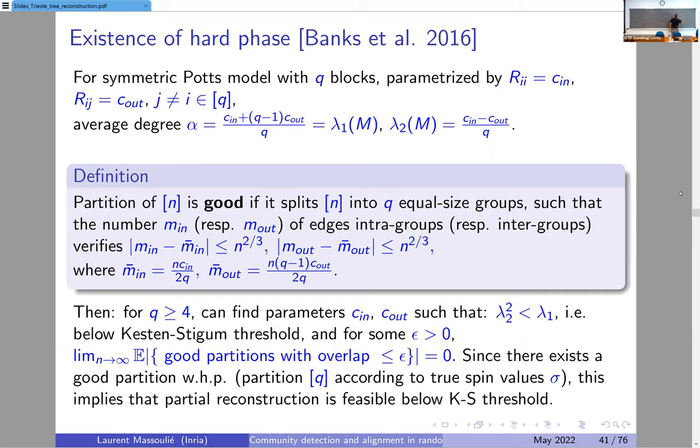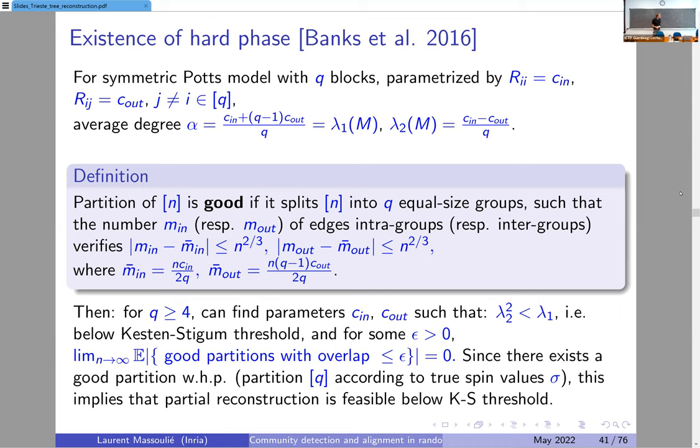So if we want to figure out the expected number of edges within a block, we have the number of pairs within a block of size n over Q, that is n over Q choose two. And then we multiply this by the probability of seeing an edge between such a pair. And so that's roughly n squared over two Q squared times C in over n. So we can figure out how many edges we expect within a block. We can figure out how many edges we expect that are not confined to a set of our partition. And so we will say that we have a partition that is good if the number of edges within subsets in our partition is close to the expected number of internal edges in the true partition.